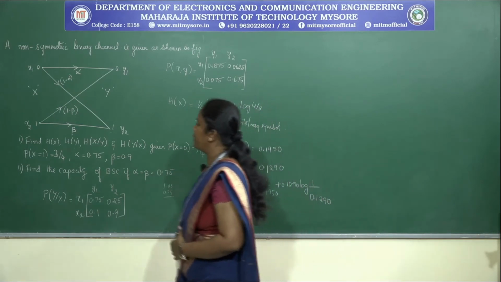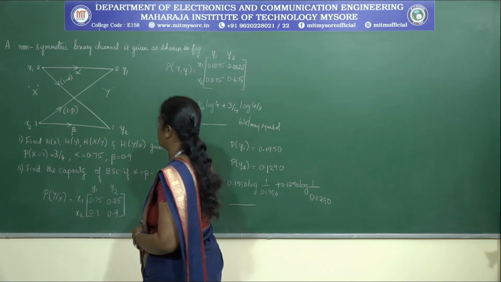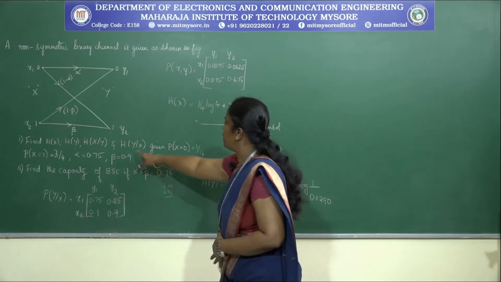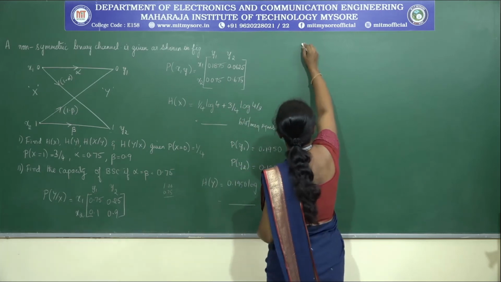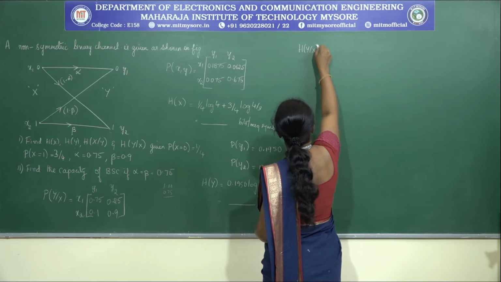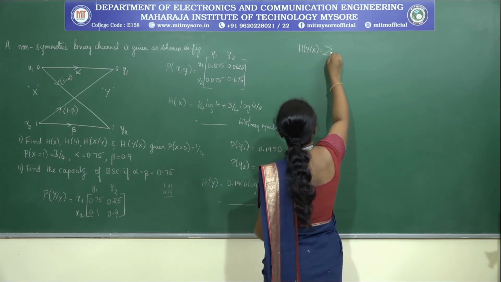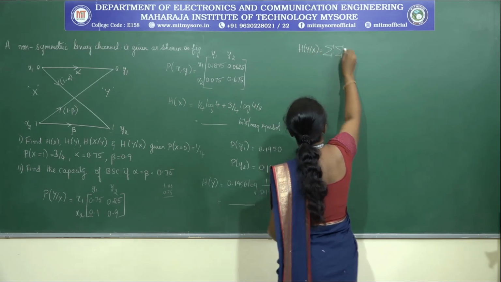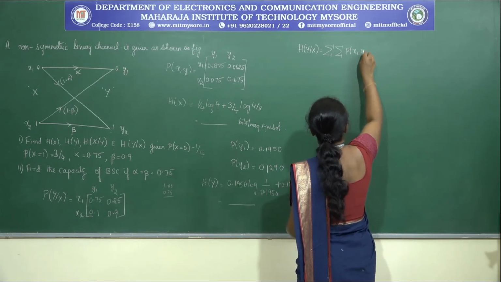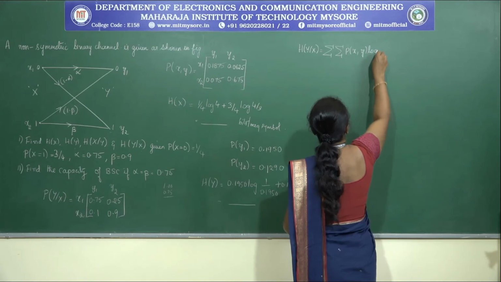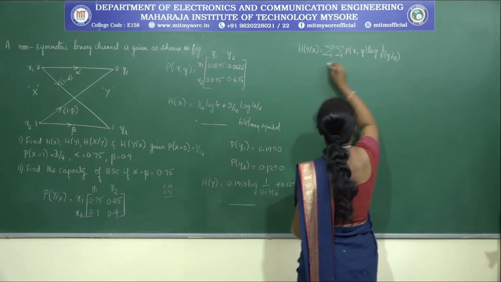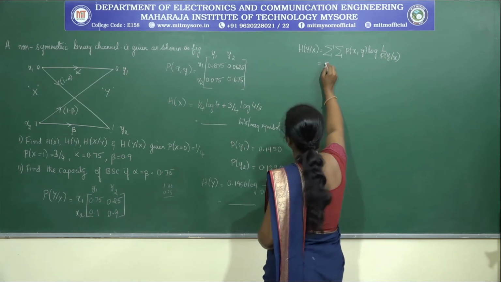Next you need to find h of x by y and h of y by x. h of y by x can be found using the formula: h of y by x is equal to double summation p of x comma y log of 1 by p of y by x. Okay. So here what is p of x comma y?